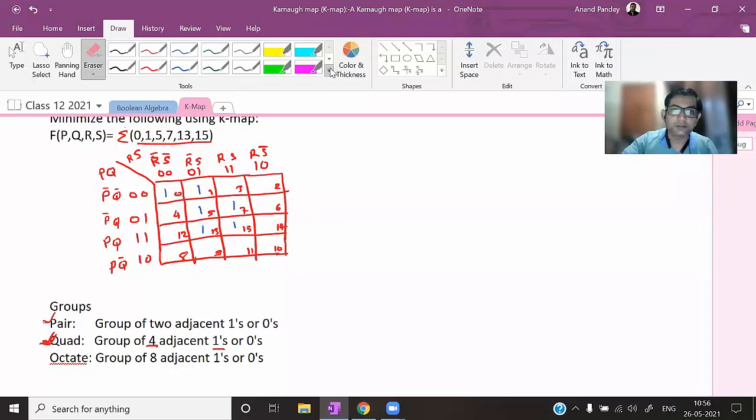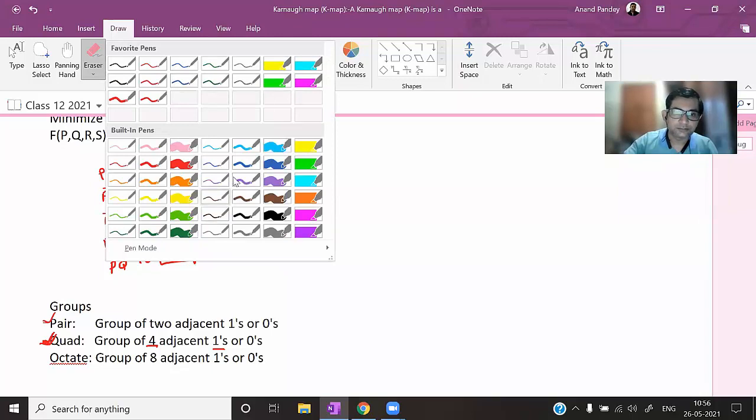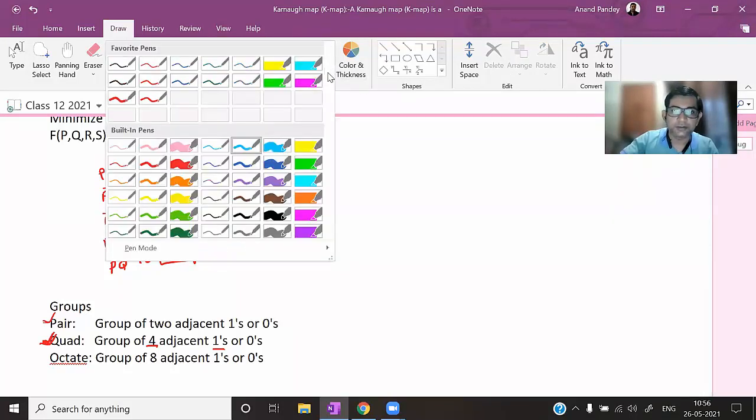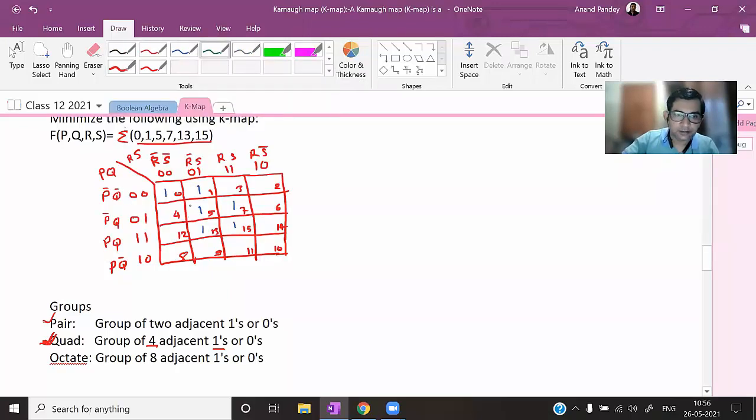So we will draw the quad like this. We are making a square, not a circle, like this. Please, everyone draw this. Cover all four ones in a square form. We have drawn what? Quad. Okay, done.